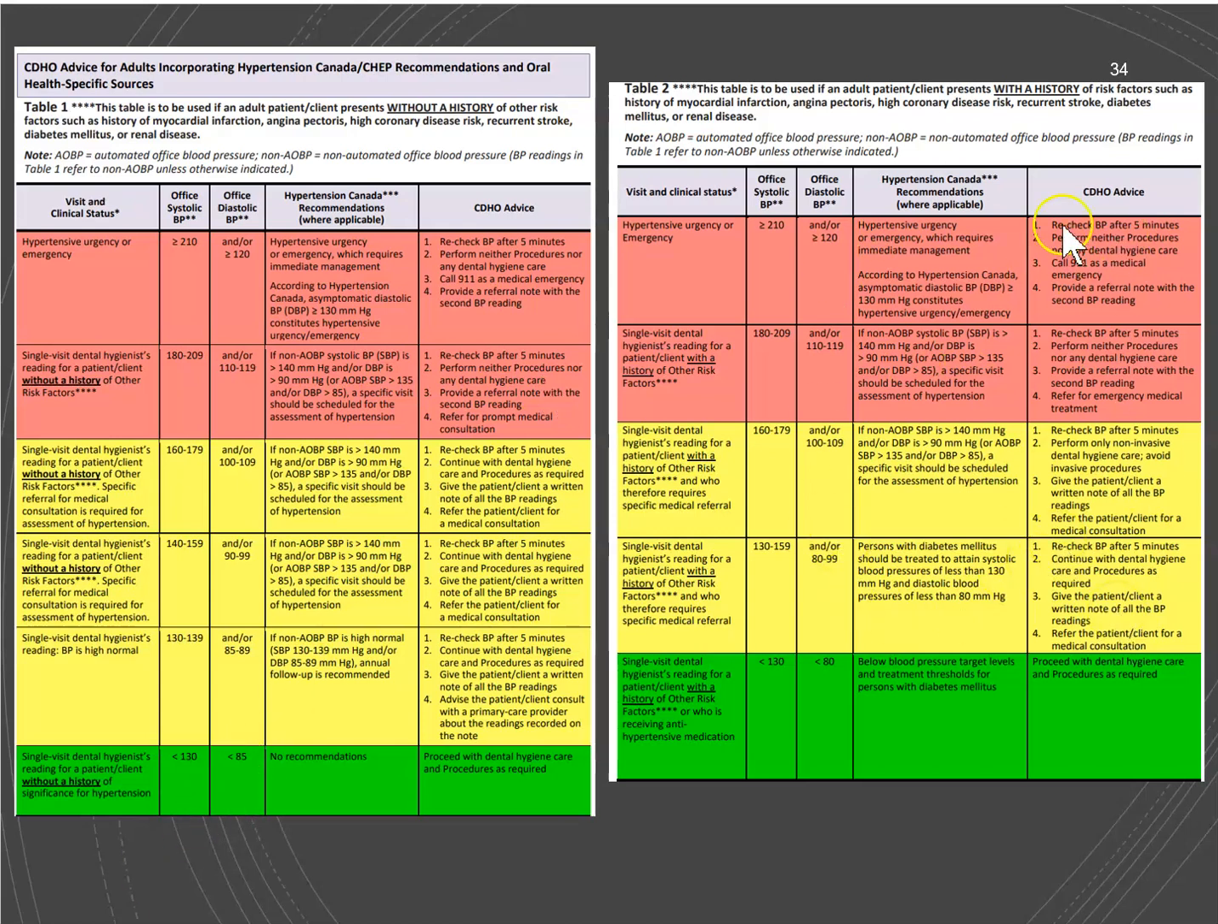Now, I just want to show you this one. When you have a client with a past history of these conditions, let's say you have a reading of 165 over 100. Look what it says here. It says take the BP after 5 minutes and only perform non-invasive dental hygiene care. Non-invasive are things where you're not going sub-G. So you could take radiographs, you could do education, you could do extraoral, intraoral assessment, you could come up with a care plan, but do not go invasive, do not go below their gum line. So don't probe, don't explore, don't debride.